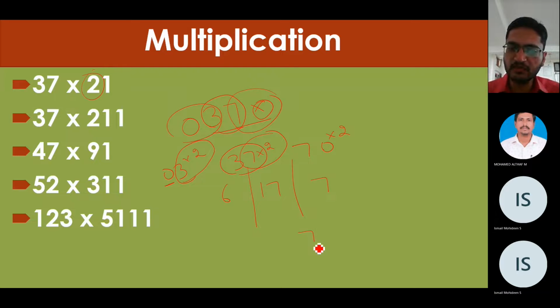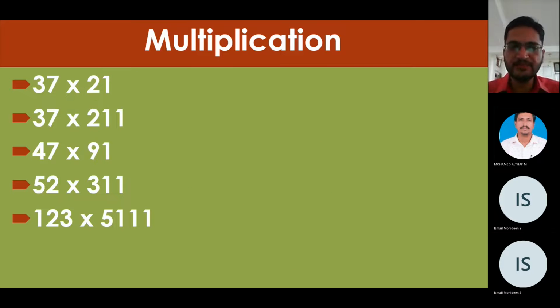Now I will apply balancing rule. 7, 7, 7. So answer is 777.